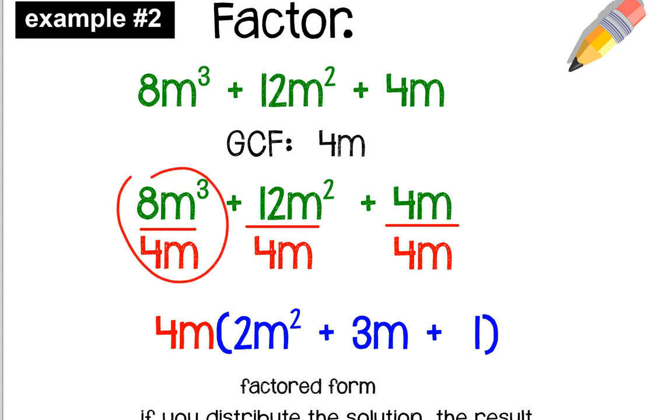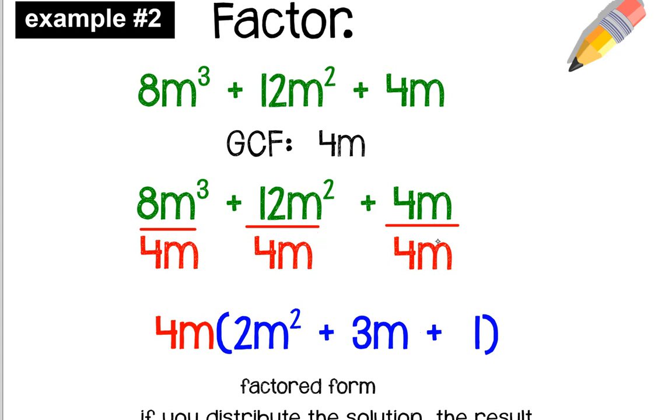When I divide each of these terms separately, the results will be written inside the parentheses. 8 divided by 4 is 2. M to the third power divided by m to the first power means you keep the base the same and you subtract the powers. That's how we got a 2 here. 12 divided by 4 is 3. M squared divided by m to the first is m to the first.